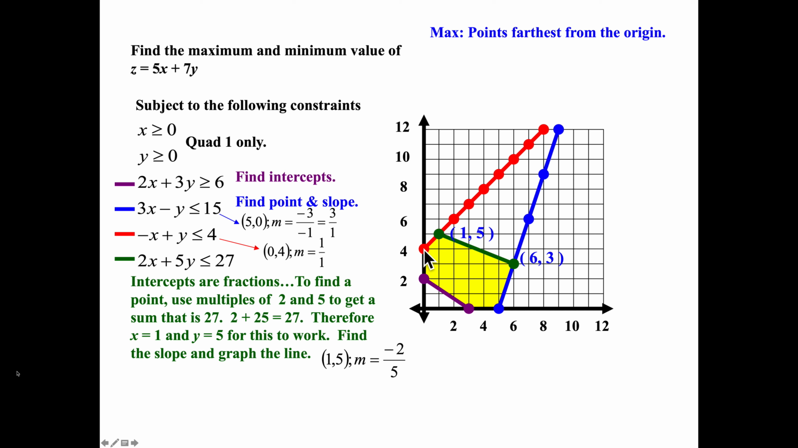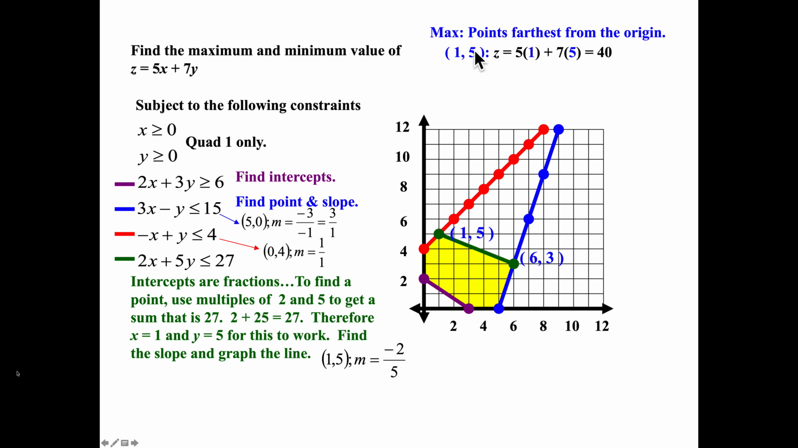Here's my thought. If I have 5x plus 7y, since this point is 0, 4, 1 is bigger than the x-coordinate of 0, 5 is bigger than the y-coordinate of 4, so 1 and 5 will give me bigger values in here for x and y than 0, 4 would. And the same philosophy with 6, 3. This point's at 5, 0. 6 is bigger than the x-coordinate 5. 3 is bigger than the y-coordinate of 0. No reason to test these 2 points. These 2 are going to do better than those 2 points.